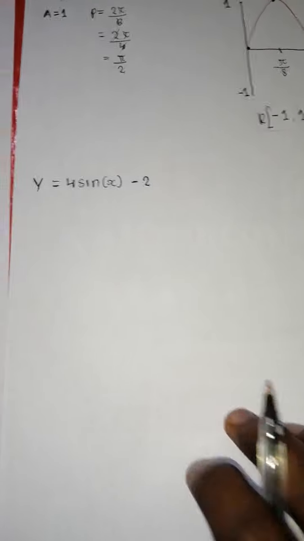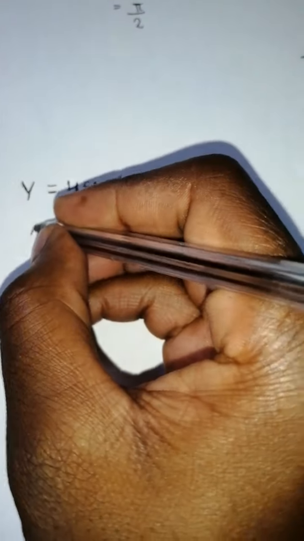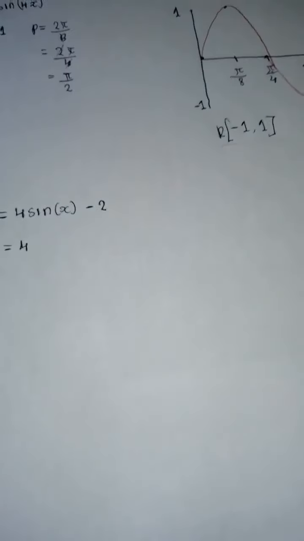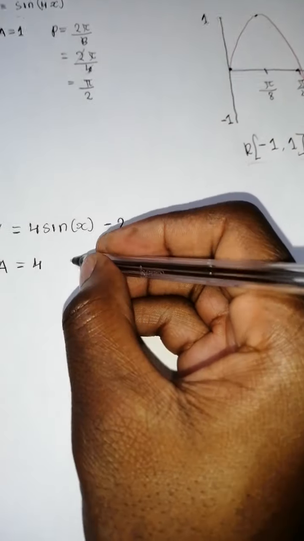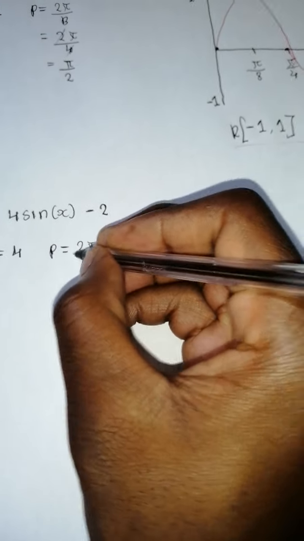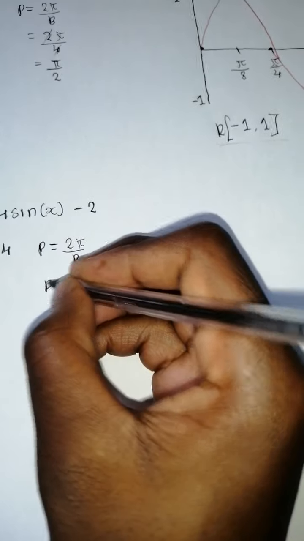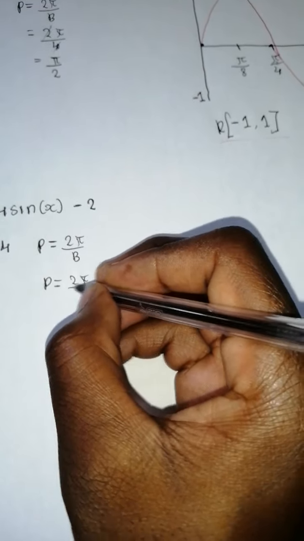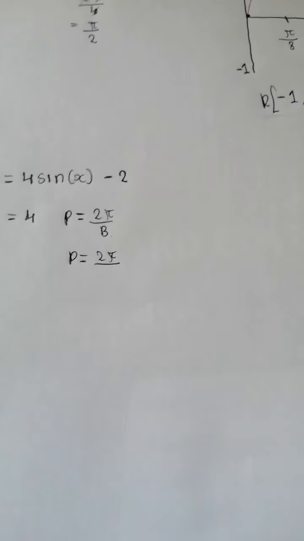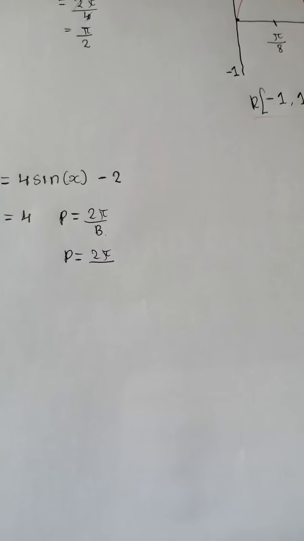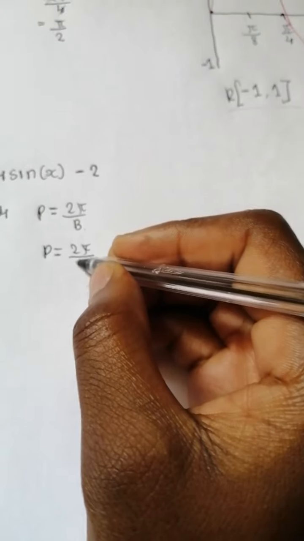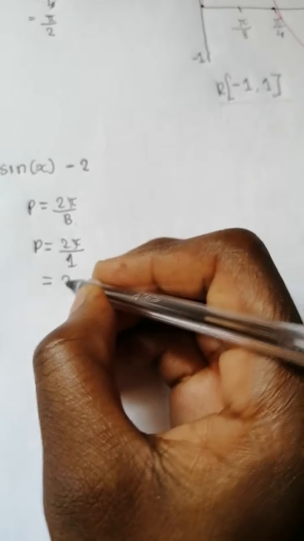In order to plot this graph, first you have to find the amplitude, which is 4, and then after finding the amplitude, you have to find the period. The period is equal to 2 pi over B, where B is any number in front of x. So it will be 2 pi over 1, which is equal to 2 pi.